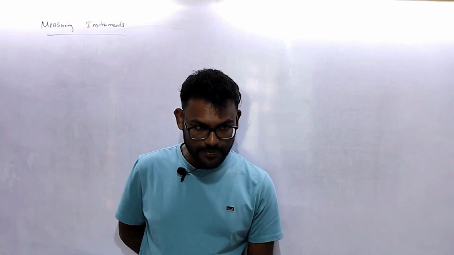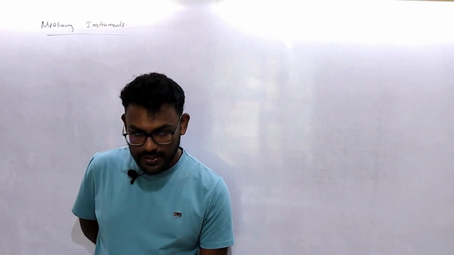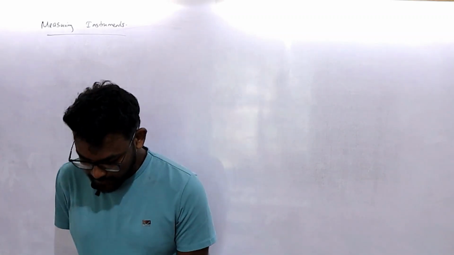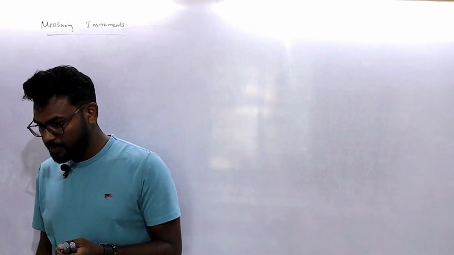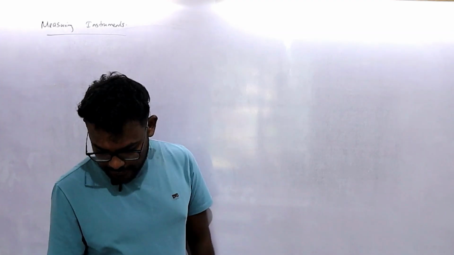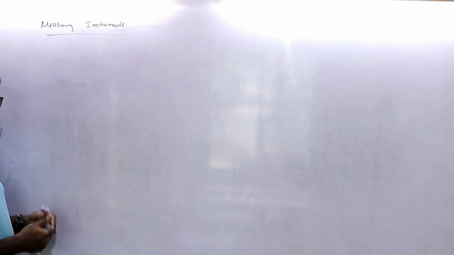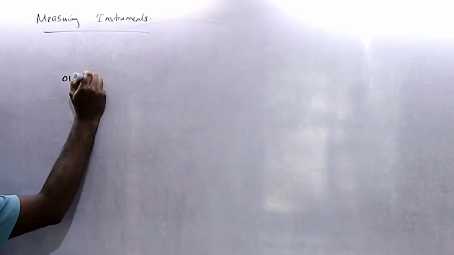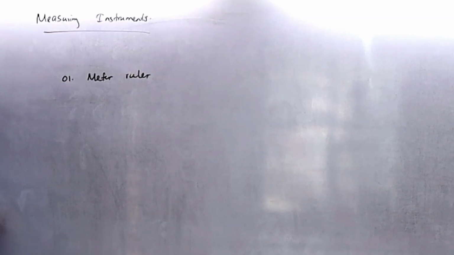In the A-level syllabus, we are going to consider 5 measuring instruments used in measuring the length. Okay, so we write one after the other. The first one is going to be the meter ruler.